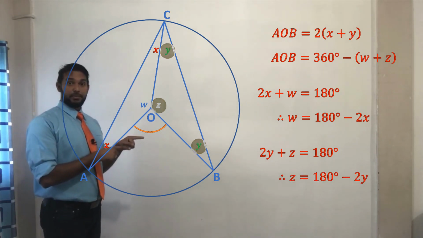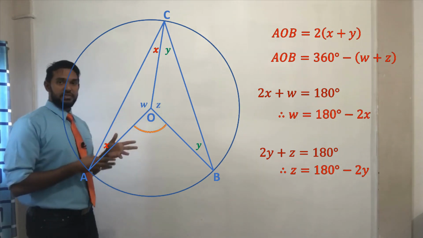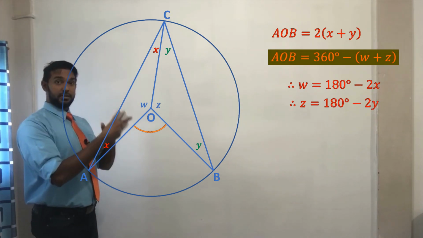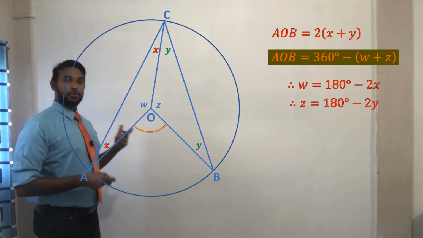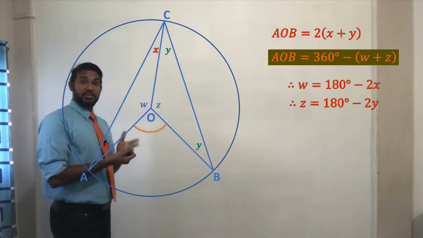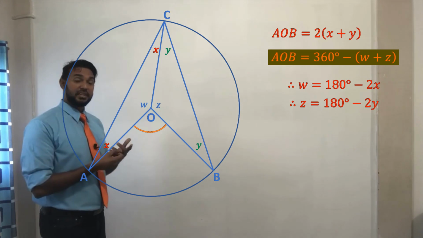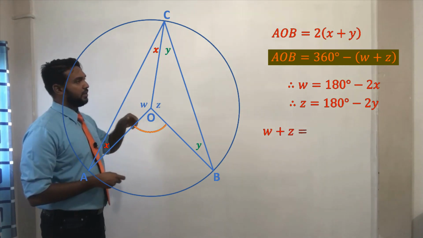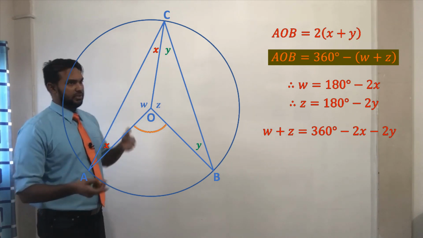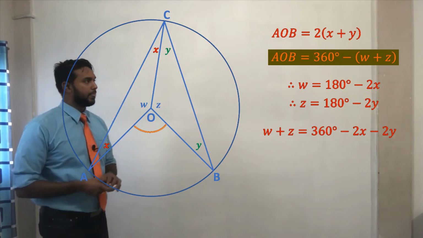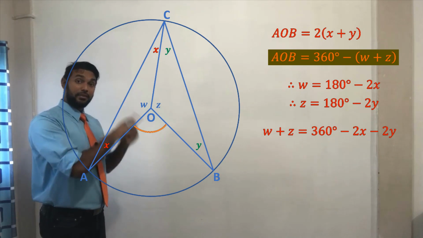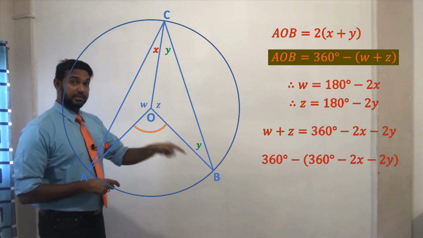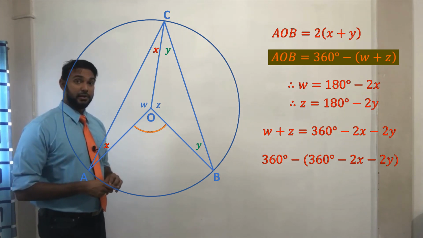Okay, so now we have expressions or equations for W and for Z. Remember, we're trying to show that 360 minus (W plus Z) will give us AOB. So we need now to add W and Z together and then subtract that from 360. If we add W and Z, 180 and 180 will give us 360, minus 2X plus minus 2Y will just give us minus 2X minus 2Y. And we have to subtract that from 360. So we're going to put 360 minus, and then put in brackets the 360 minus 2X minus 2Y.